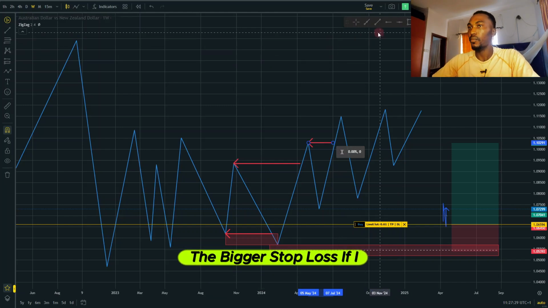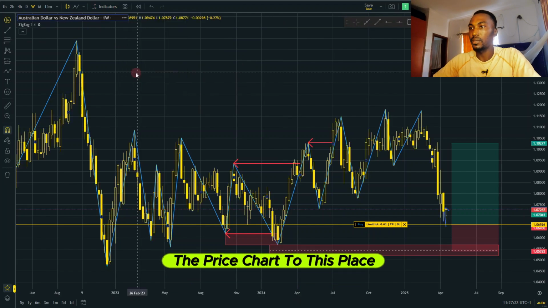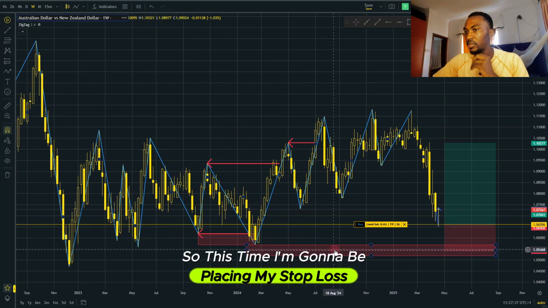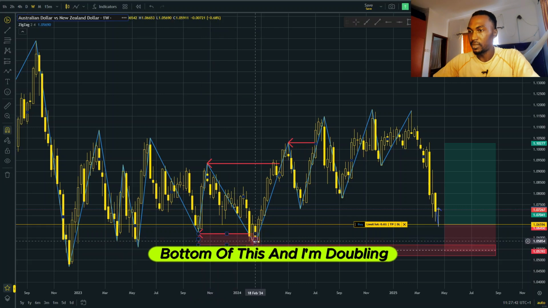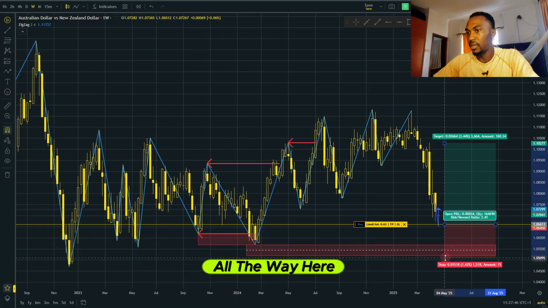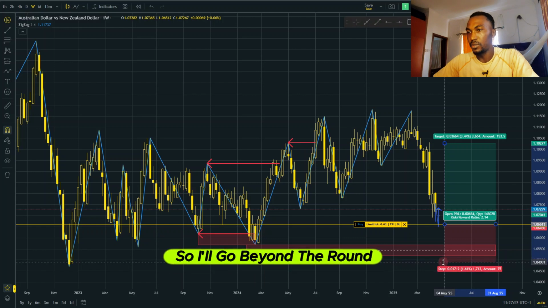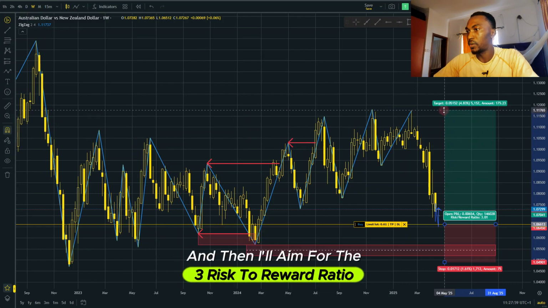If I return the price chart to this place, this time I'm going to be placing my stop loss. I measured from the bottom of this to the bottom of this, and I'm doubling it. So it means my stop loss is supposed to come all the way down here. I feel a round number is actually better, so I'll go beyond the round number, and then I'll aim for a 3 risk to reward ratio.